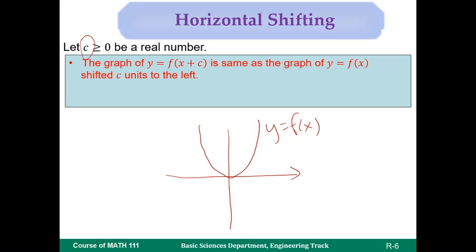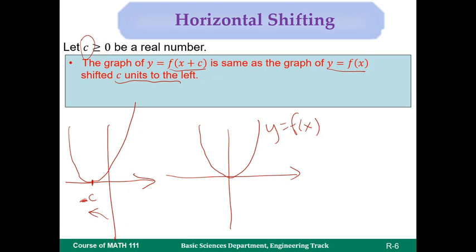Now, the graph of f of x plus c is the same as the graph of this function shifted c units to the left. So when you shift it c units to the left, your graph will come to here, c units to the left. It means it will come to negative c. So this is the graph of y is equal to f of x plus c. So as you see here, in x plus c, c is added to x, not y. So it's not added to f. It's inside here. It's inside. This is important.